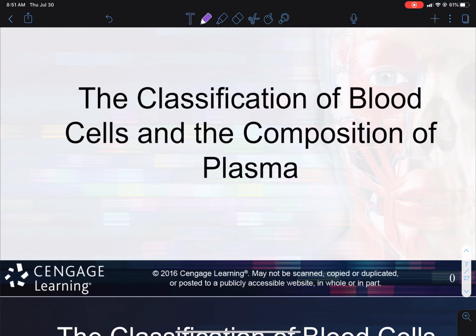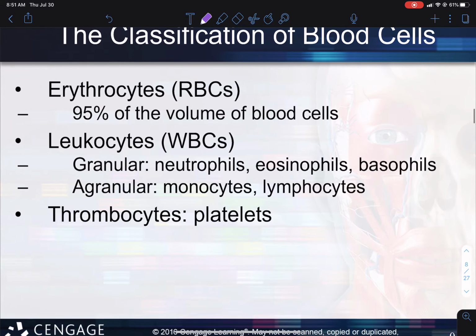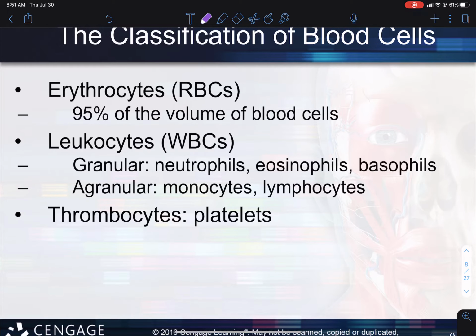All right, so how do we classify blood? Are you A positive, B negative, and what does that even mean? Which we'll get to also. So, a classification of blood cells. We have red blood cells, which are the majority of the formed elements, or the majority of that 45%.